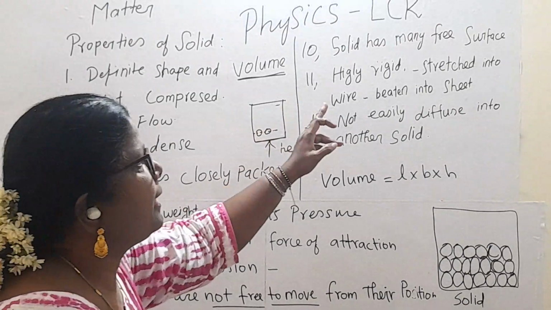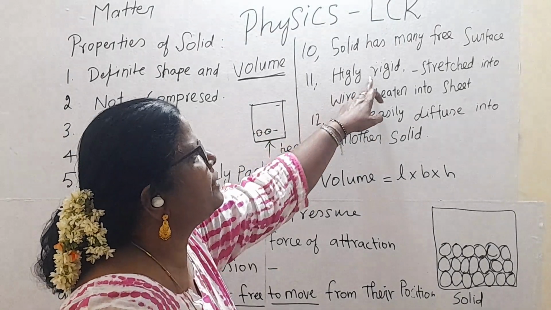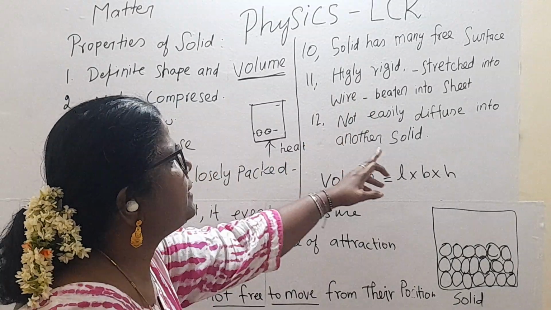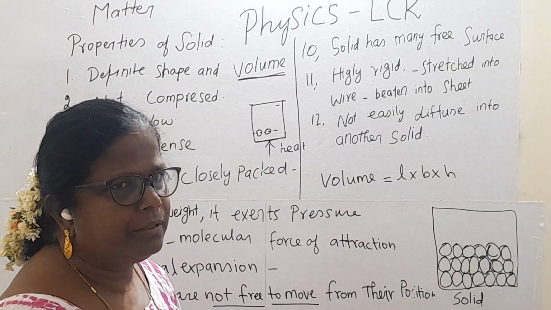Next one, solid has many free surfaces. Highly rigid means it is hard. Not easily diffuse into another solid.